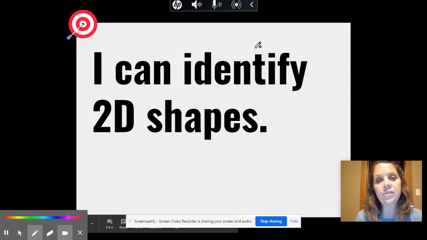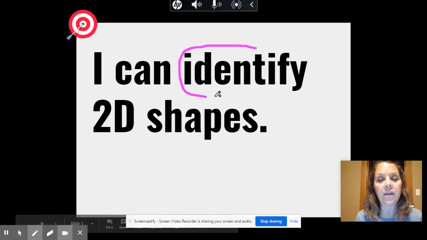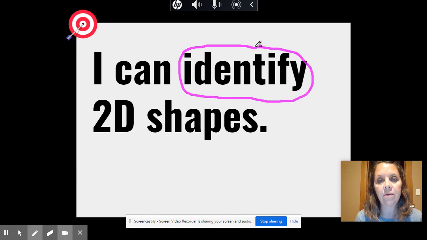So I'm going to go ahead and circle this very important word that we're going to hear a lot in first grade. Identify. Does anyone remember what it means to identify something? Let's pause. Yes, to identify means to name something. So we're going to name 2D shapes.